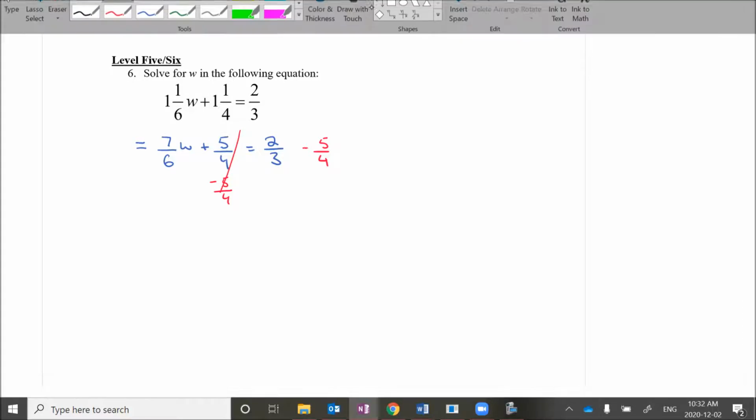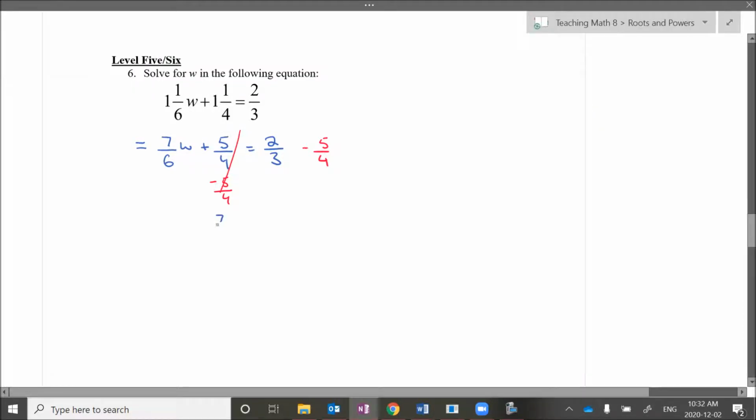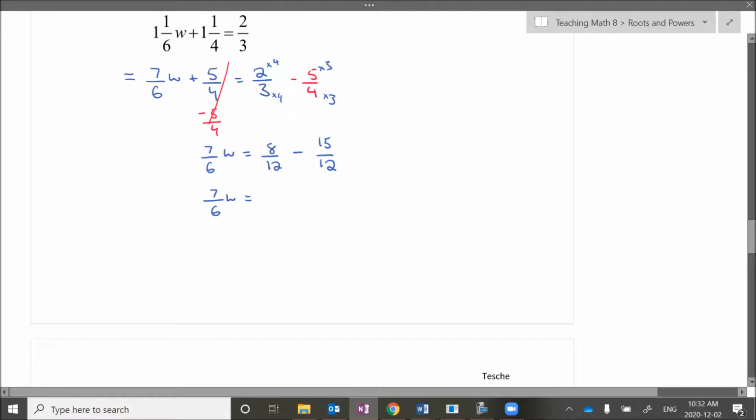Those will cancel. So I get 7 over 6w is equal to, I need to do this, so let's use a common denominator of 12. 3 times 4 is 12, 2 times 4 is 8. 4 times 3 and 5 times 3, so then I get 15. So I'm going to get a negative here, that's okay. 8 minus 15 gives us a negative 7/12.